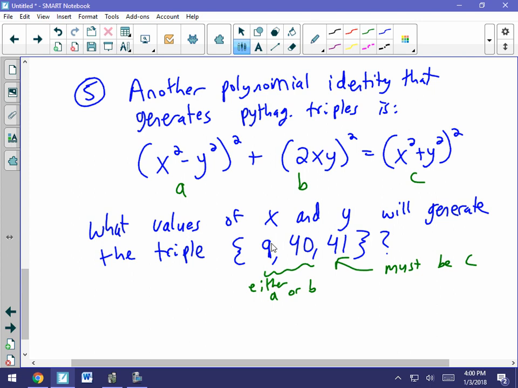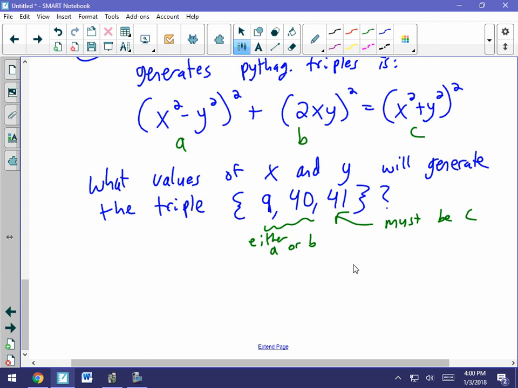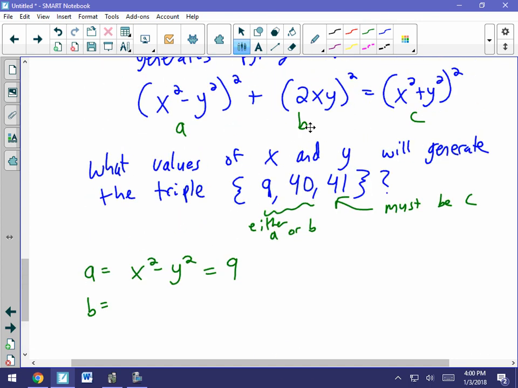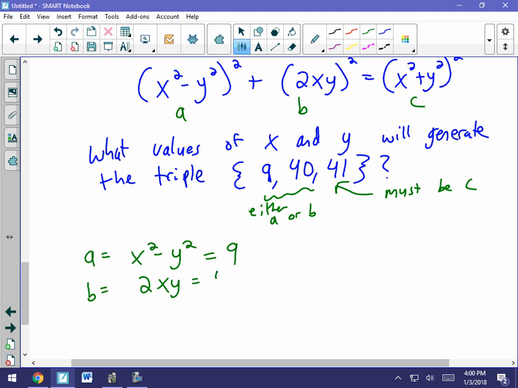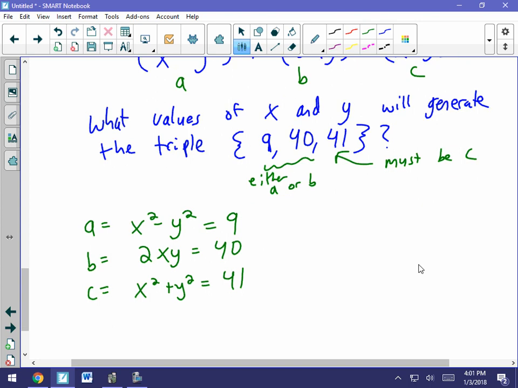So I have the formula and then I have the end result, so I can put these all together here. If A is x squared minus y squared, then in the end I want that to be 9. The formula for B is 2xy, and I want that to come out to be 40. And the formula for C is x squared plus y squared, and I want that to come out to be 41. And if I take off the ABC part, what that really just made is a system of equations. And we can actually solve that system, some more good review here.